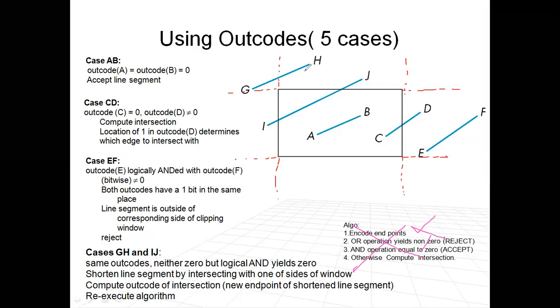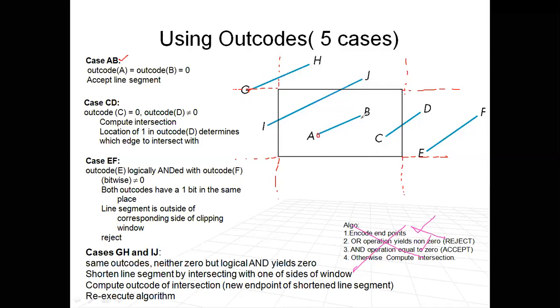What will happen? Let's extend this line. Sorry, this point is lying on the line, or maybe extended further. So this is lying beyond this line. Let's say this is the outcode for this point. Fine. Let's take the first case, that is case AB, the line A and B.